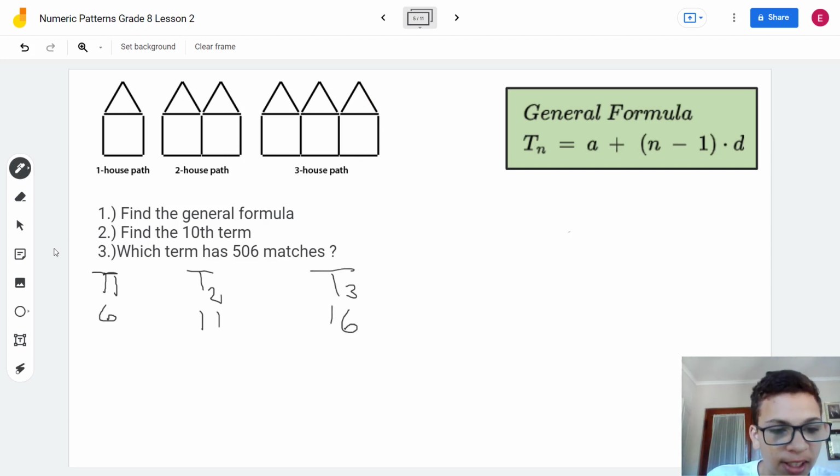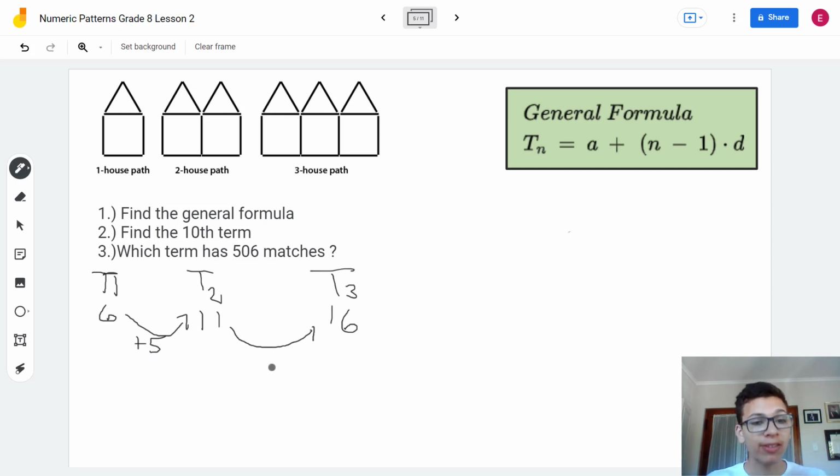Now we have to see, do we have a common difference? Well, to get from T1 to T2, we have to add 5. To get from T2 to T3, we also have to add 5. So as you can see, we're adding 5 each time, so we have a common difference. And that means we have an arithmetic pattern. So what does this mean? Well, this means that we can get the general formula. General formula equals Tn, which equals A plus n minus 1 times D.